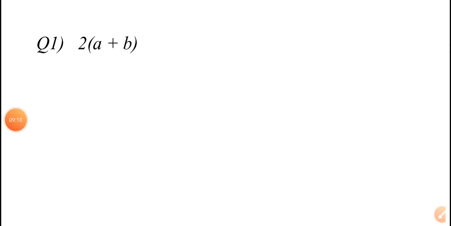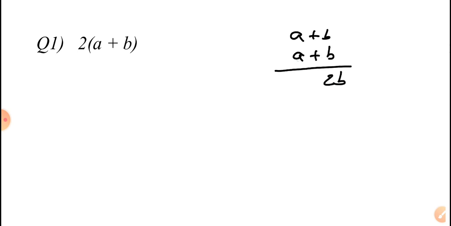So question 1, we have to expand the brackets. So we have 2 times whatever's inside the bracket, or 2 lots of whatever's in the bracket. The long way of doing that was to say that we've got a plus b, and we've got 2 lots of them, so I can write it like that. So I can see here b and b is 2b, and a and a is 2a, so the answer is just like that, 2a plus 2b.